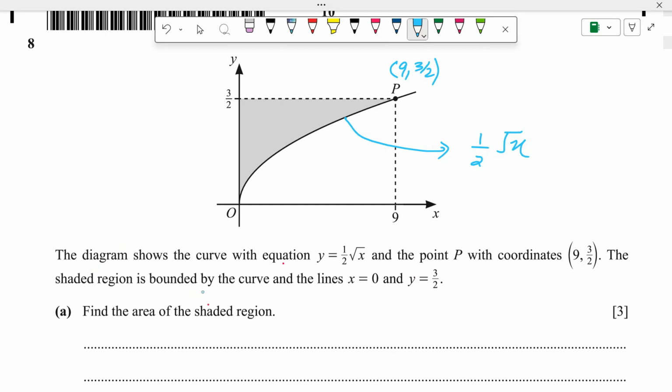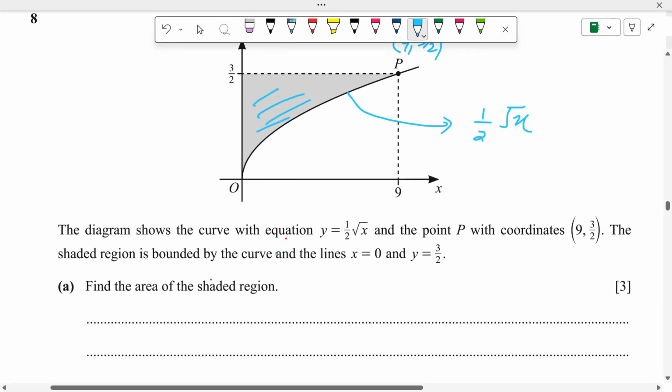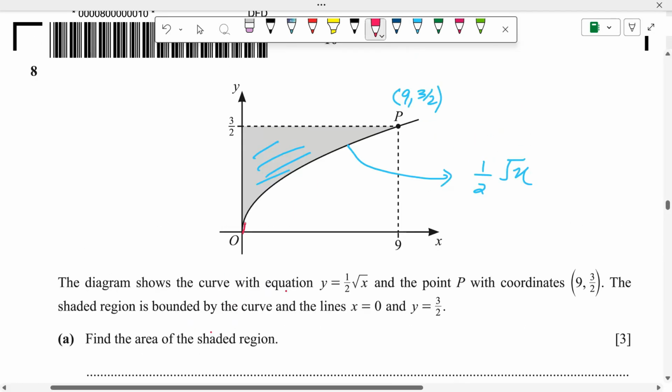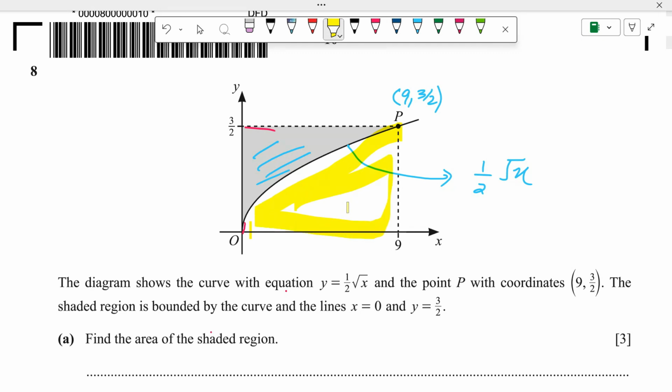The shaded region is bounded by the curve and the line x is equal to 0 and y is equal to 3 over 2. Find the area of the shaded region. You can see that this is the rectangle. We know that the area of the rectangle is length into breadth, or length into width. The area under the curve from 0 to 9 is this one. This is the area under the curve from 0 to 9.